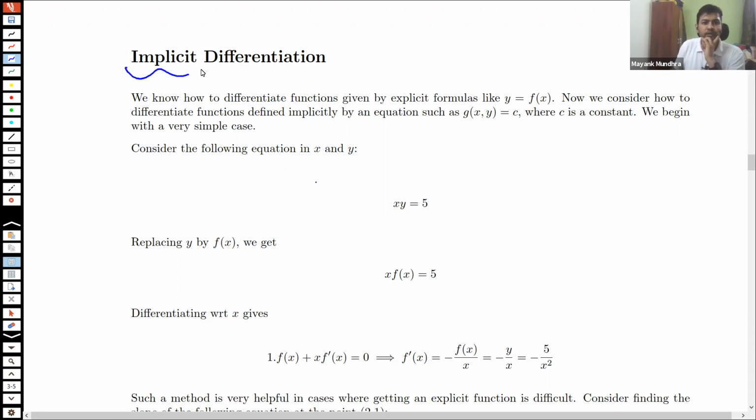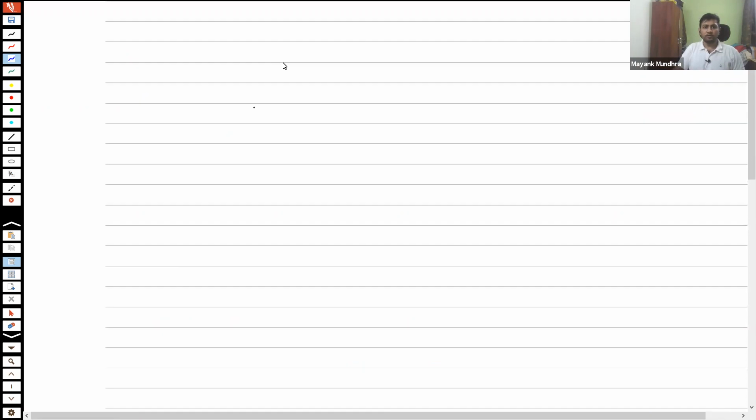Okay, implicit differentiation. To understand implicit differentiation, we first want to know what implicit functions are. Suppose we write a function in the format y equals f of x. Sorry, this is an explicit function.